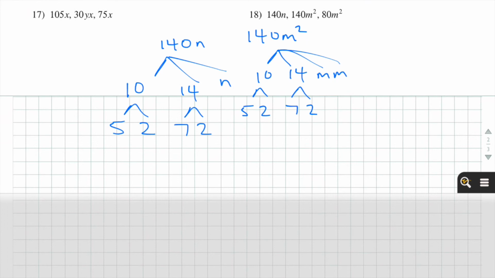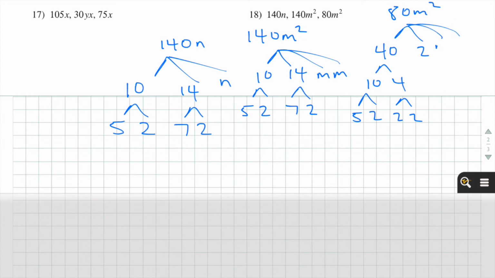We can't do anything with that, so let's go ahead and do the 80m squared. 80 becomes 40 and 2. 40 becomes 10 and 4. 10 becomes 5 and 2. 4 becomes 2 and 2. M squared becomes m and m.